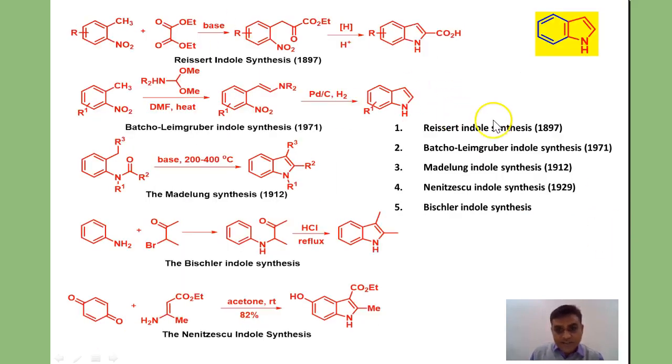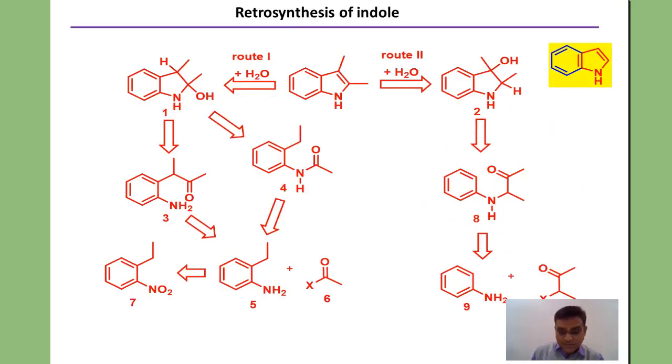Now in this particular lecture, we are going to discuss these 5 name reactions: Reissert indole synthesis, Batcho-Leimgruber indole synthesis, Madelung indole synthesis, Reissert indole synthesis, and Bichler indole synthesis. Now before starting the actual synthesis of indoles, let us have a look at the strategy or the retrosynthesis analysis of indole. In most methods available in the literature for indole synthesis, we have to make an effort to construct this spiral nucleus.